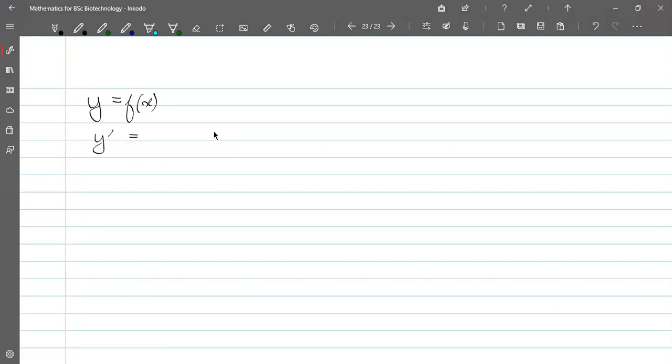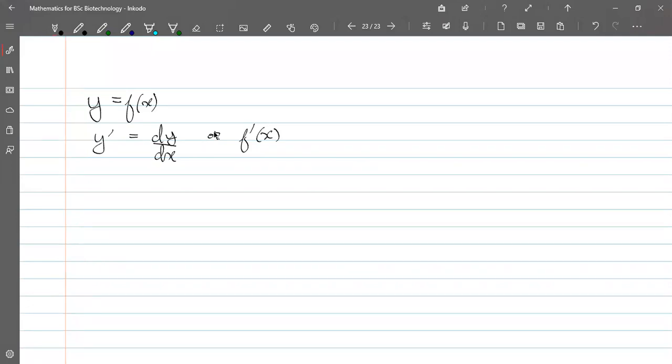So this notation that I'm talking about is, normally you have a function y is equal to f of x, and then we write its derivative y dash, right? This is just notation for derivative of y with respect to x. Another notation for this is f dash of x.